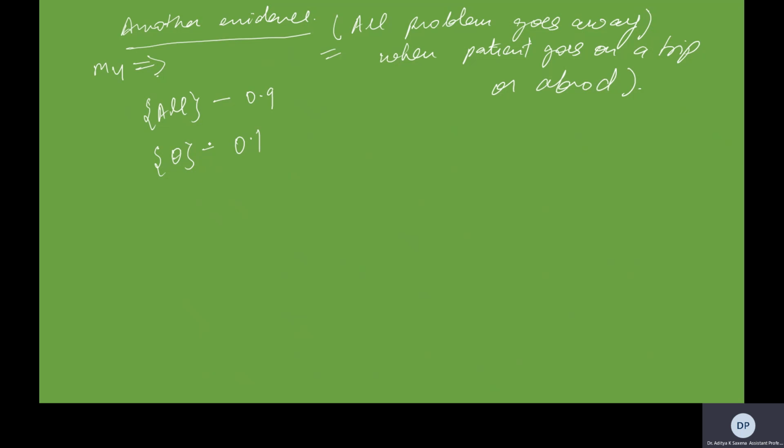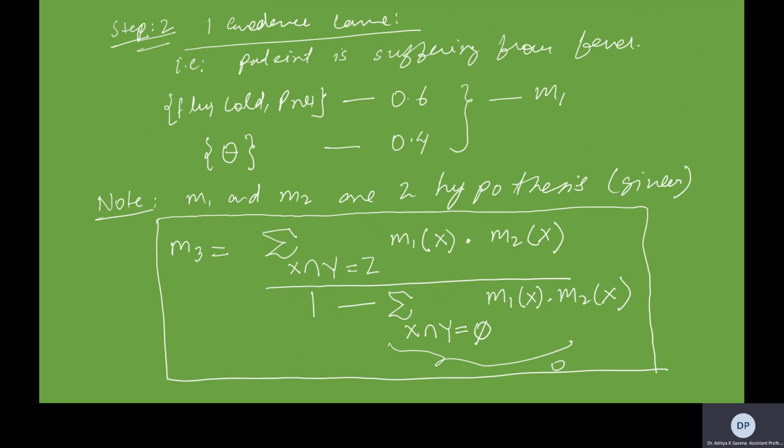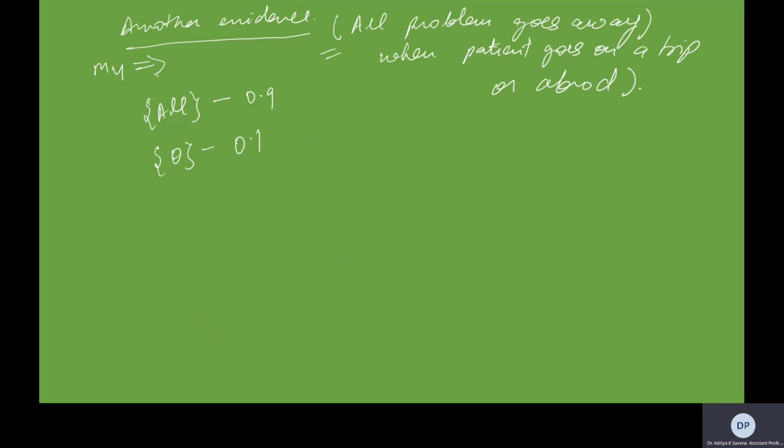0.1. So the sum of all the subsets for each hypothesis will always be 1. Remember, whether it is M4, M3, M2, the sum of each element of these hypotheses will always be 1. Whether you sum 0.48 plus 0.32 plus 0.12 plus 0.08, it will always be 1. For M2 it is 0.8 and 0.2, for M1 0.6 and 0.4. So here it will always be 1.